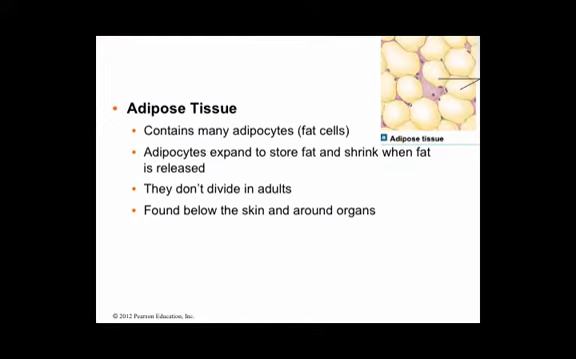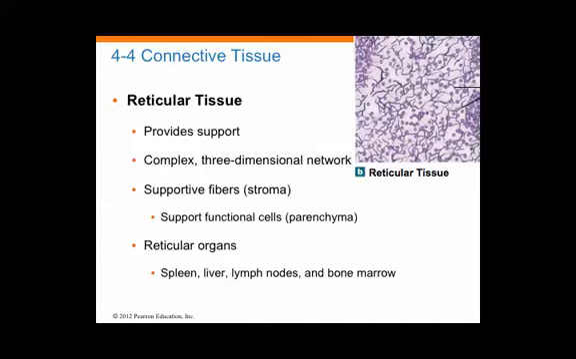Adipose tissue contains many fat cells called adipocytes. They expand to store fat and they shrink as cells are released, but they don't divide in adults. Adipose tissue is found below the skin and also around the organs. Reticular tissues are found in organs like the spleen, liver, lymph nodes, and bone marrow. Their cells, called reticular cells, provide the support for these organs.